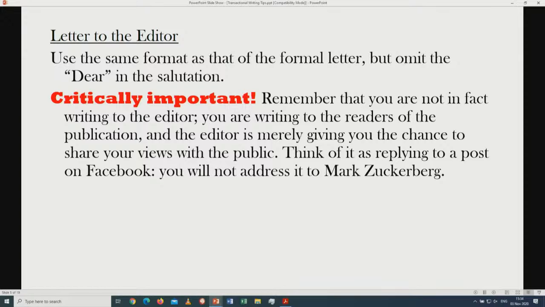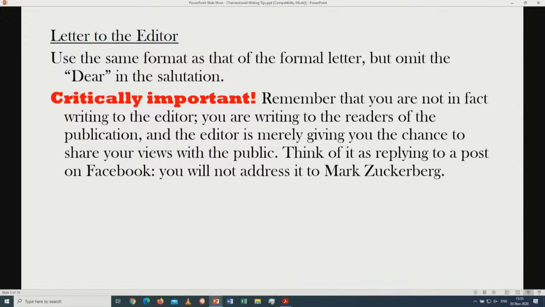Now, this thing here is so important. A letter to the editor is not being written to the editor. You are sending the letter to the editor in the hopes that it will be published for all the readers of a publication to read. These have, to a very great extent, fallen away for the simple reason that we do most of our replies on Facebook and such things nowadays. So watch out for that.